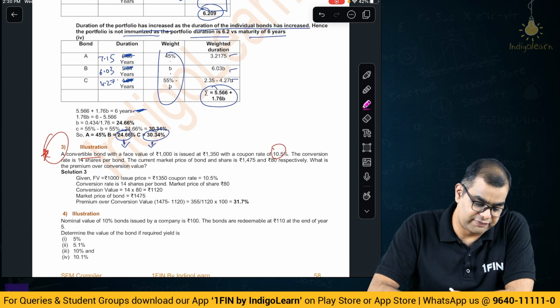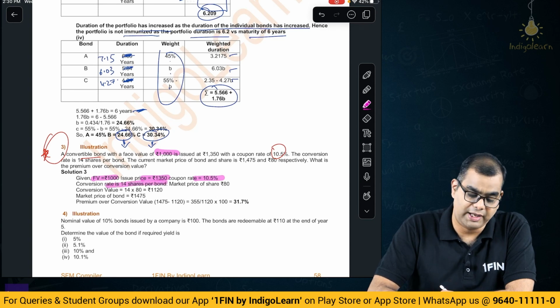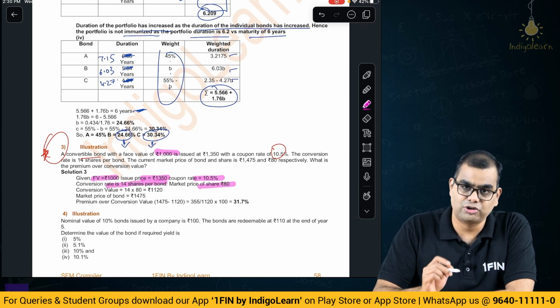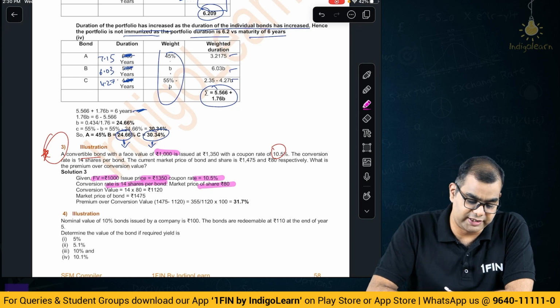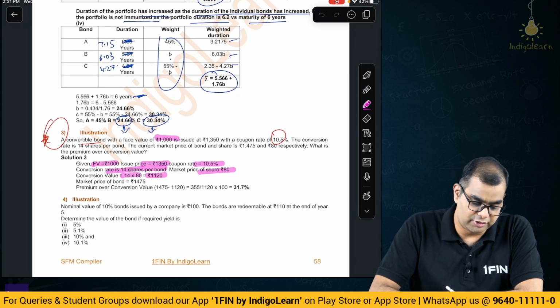Now, let us look at this. Given face value is 1000, that is very clear. Issue price is 1350, coupon rate is 10.5. Conversion rate is 14 shares per bond and market price per share is 80. So, you get 14 shares, each one is worth 80 rupees. So, you get conversion value as 14 into 80, which is 1120.